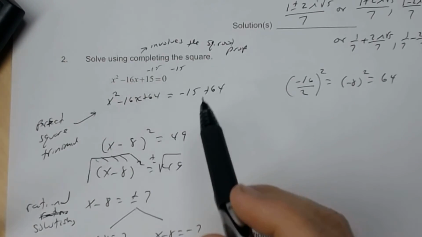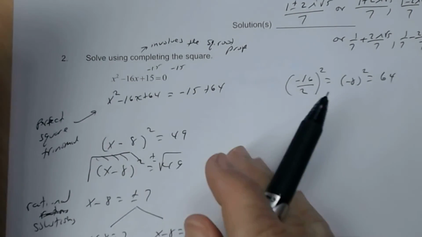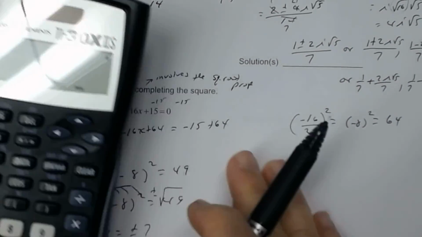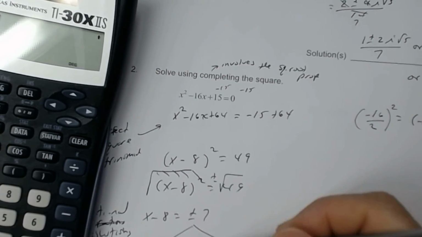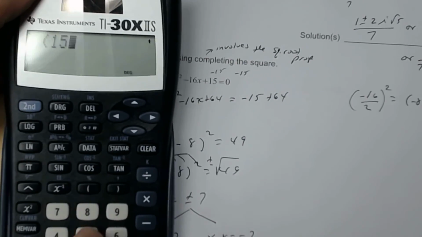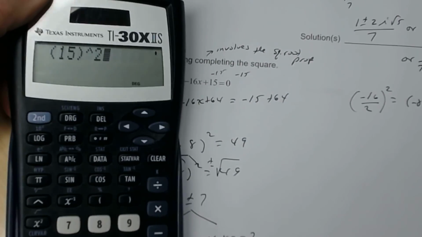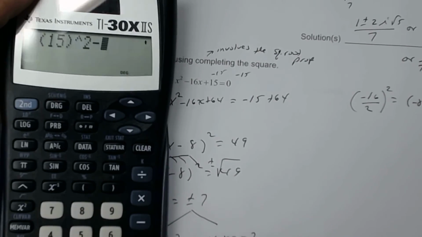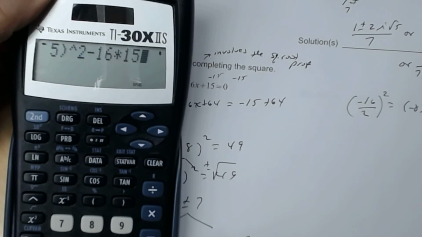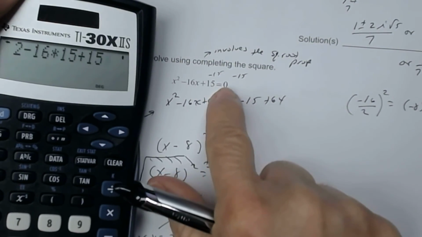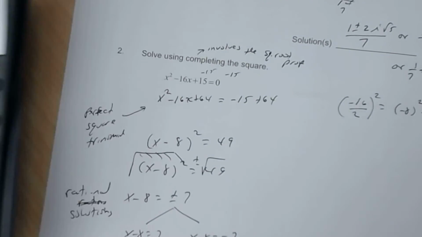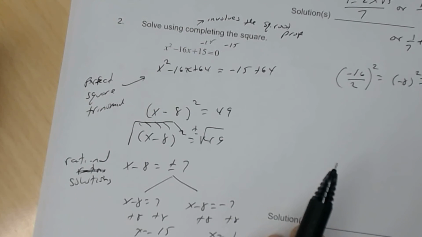And you can easily check this to make sure you're correct. You just use your calculator. I'm going to go ahead and clear this. Where we see the variable x, you're going to substitute 15. That's one of my solutions. So you're going to say, in parentheses, 15 squared, raised to the second power, minus 16 times 15, and then plus 15, and hopefully you're going to get a 0, because that's what you want this to be. So say equal, and notice you get 0. And you can do the same thing with 1 to make sure what you have is correct.